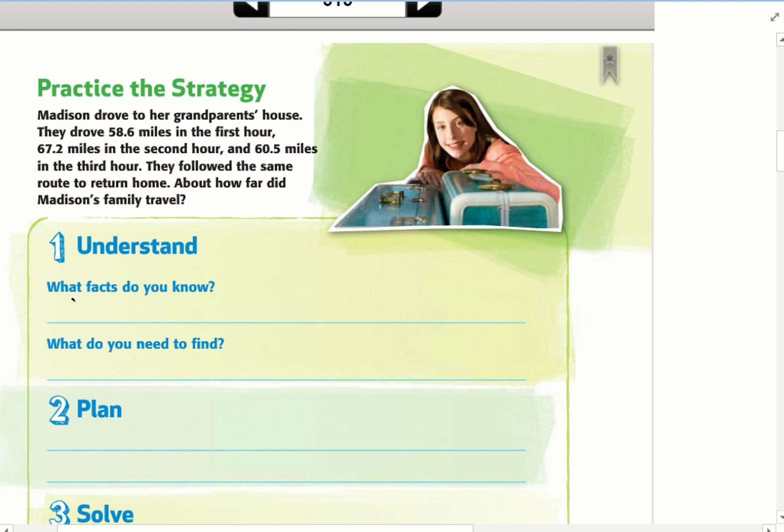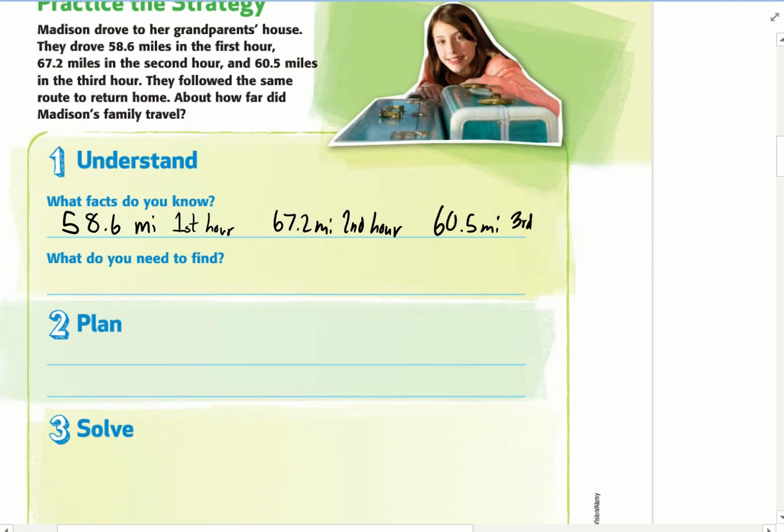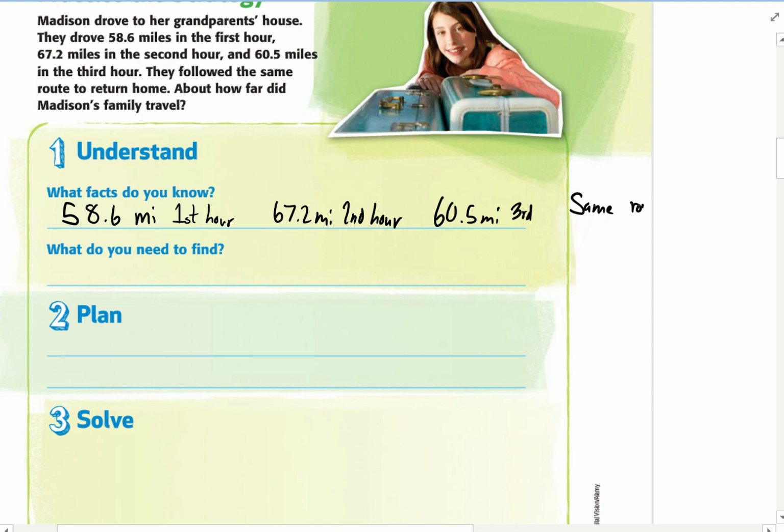What facts do we know? We know they did 58 6/10 miles in the first hour. They did 67 2/10 miles the second hour. And they did 60.5 miles the third hour. And we also know they took the same route to return home. So it says, about how far did Madison's family travel? So that's what we need to find. About how far did they travel?